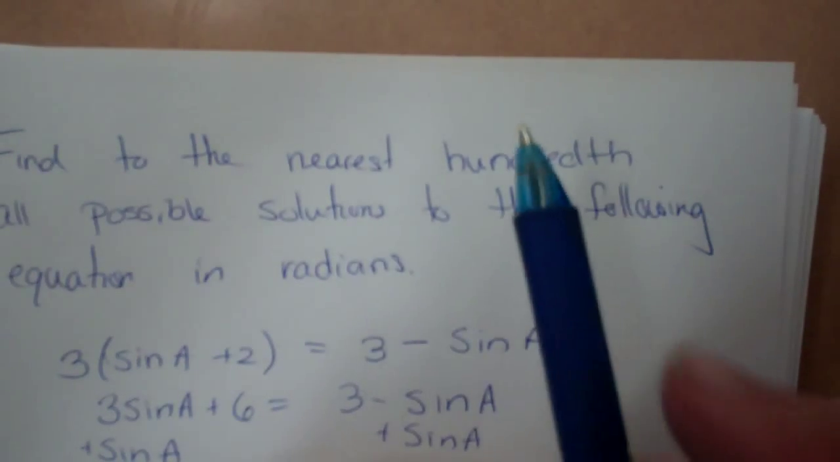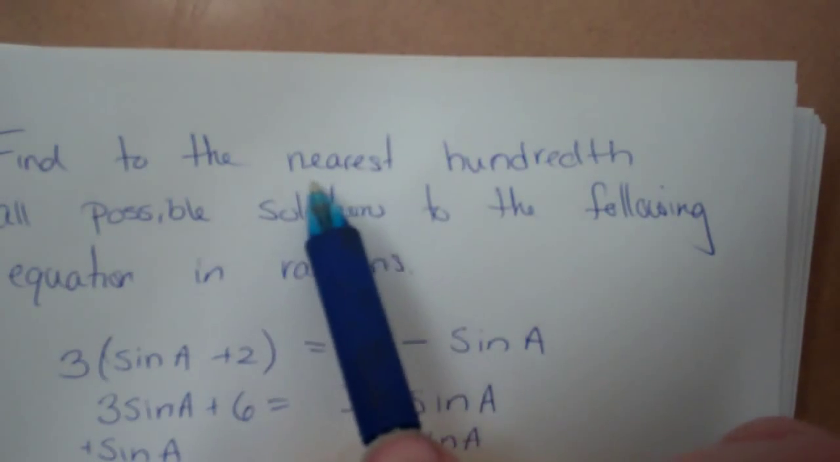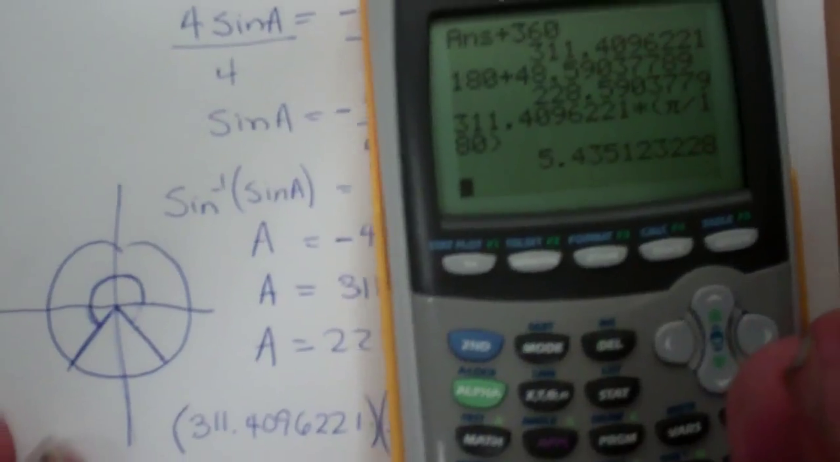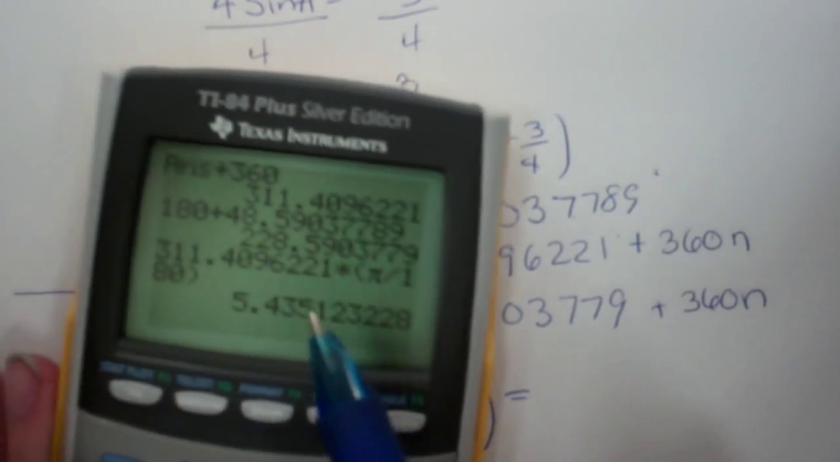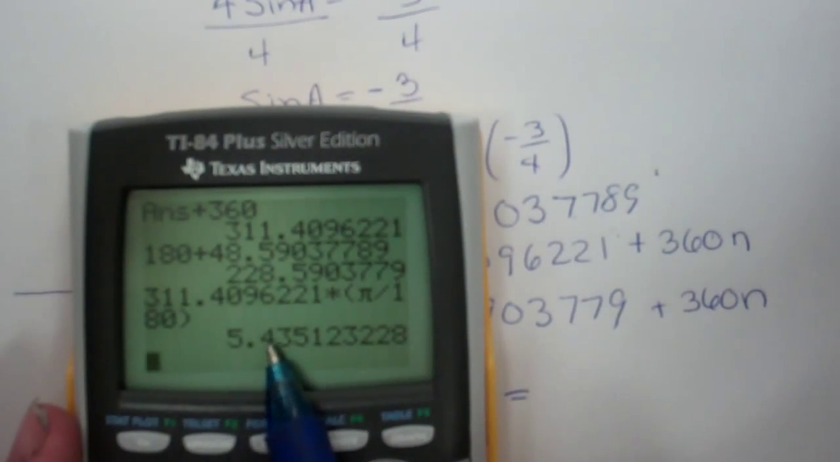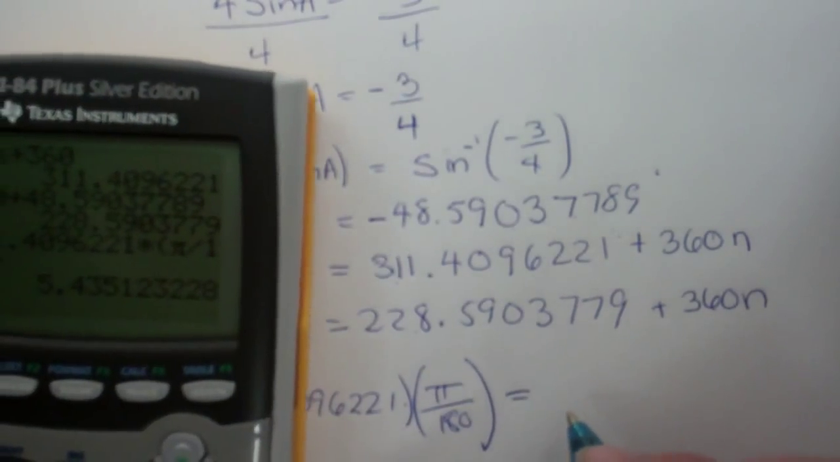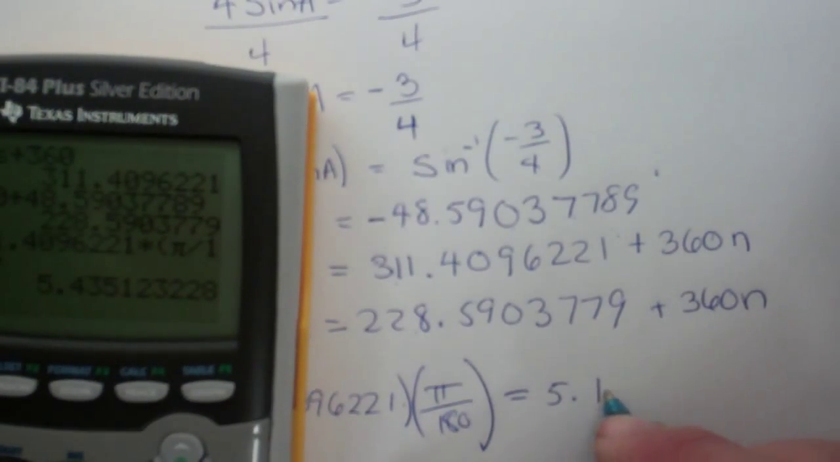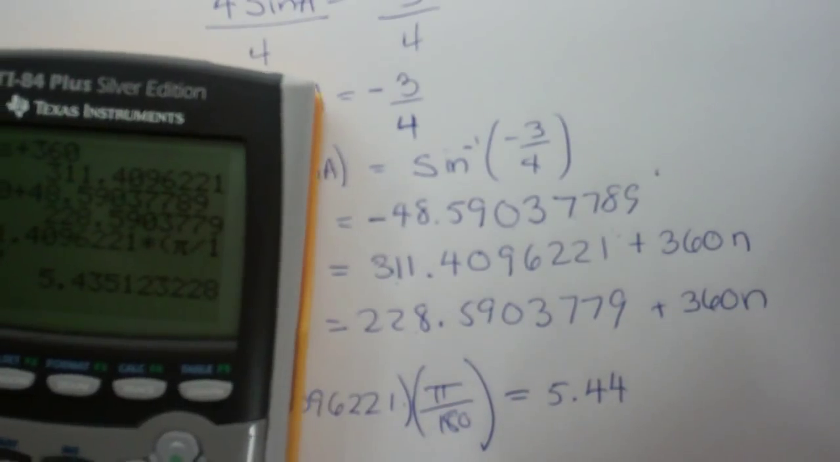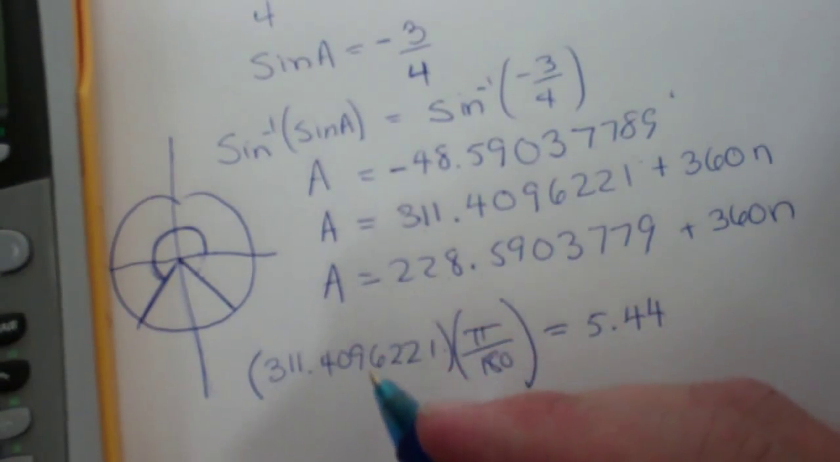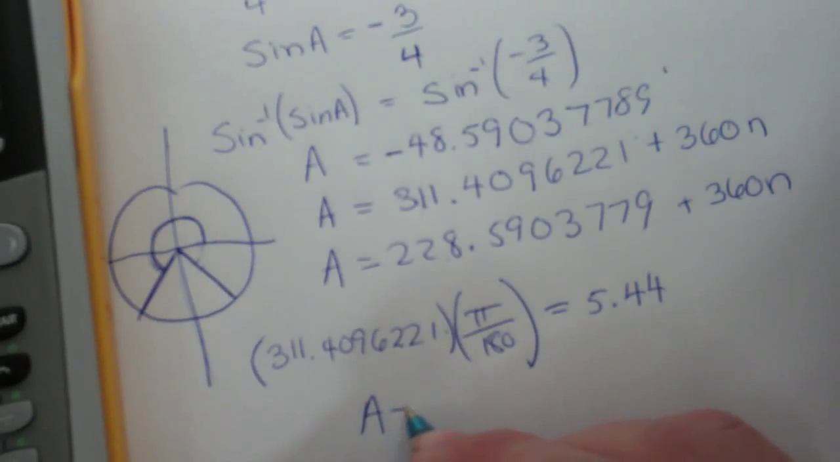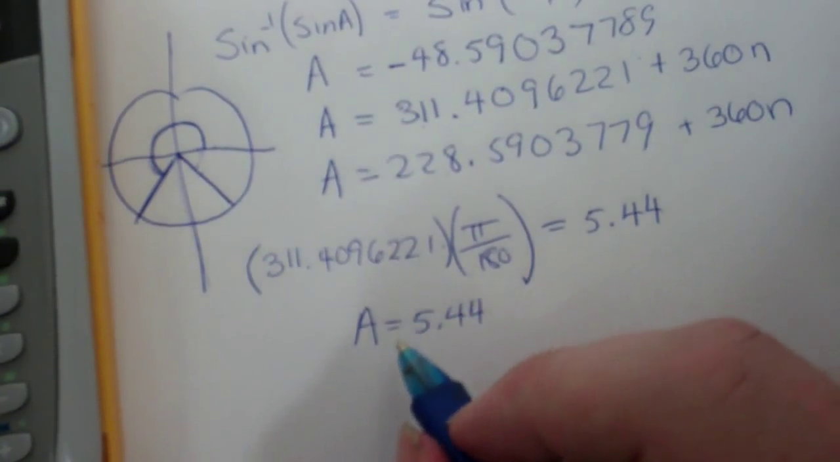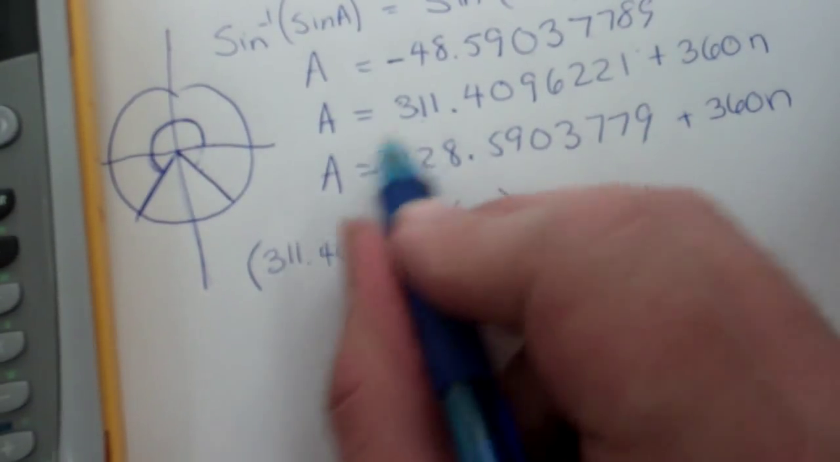What did it ask us to round it to? Oh, it wants us to round it to the nearest hundredth. So we'll round this to the nearest hundredth. That's the whole number, that's the tenth place, that's the hundredth place. Oh, I see, that's a 5, so I need to bump this up. So it becomes approximately 5.44 radians, right? So one of these, A in radians, is 5.44. The other value here, we have to convert this to radians.